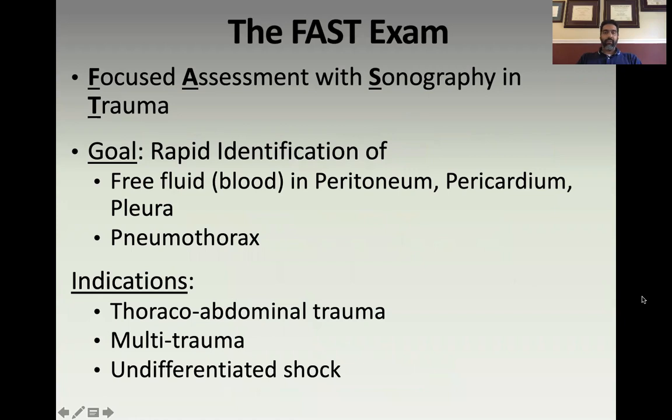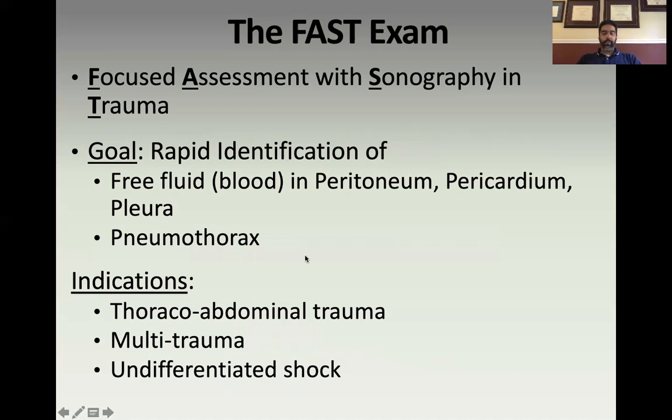The goal of the FAST exam is to rapidly identify free fluid, and because it's in the setting of trauma, free fluid is assumed to be blood. So it's for the rapid identification of blood in the peritoneal space, the pericardial space, the pleural space, and also for the rapid identification of pneumothorax. So really, it is there to identify the most common reasons why a trauma patient is unstable.